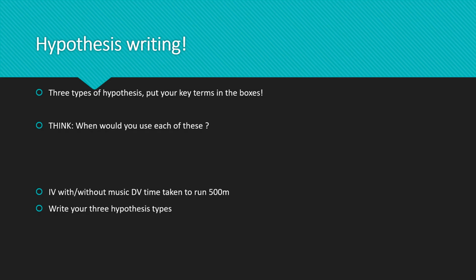They're the types of key terms that you need. For non-directional, there will be a difference, so you don't say which direction it's going to go in. And for a null, you say there will be no difference. When would each of these be used?